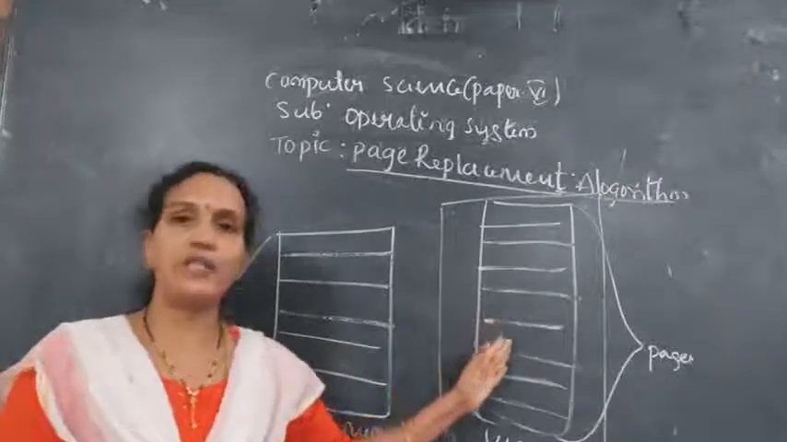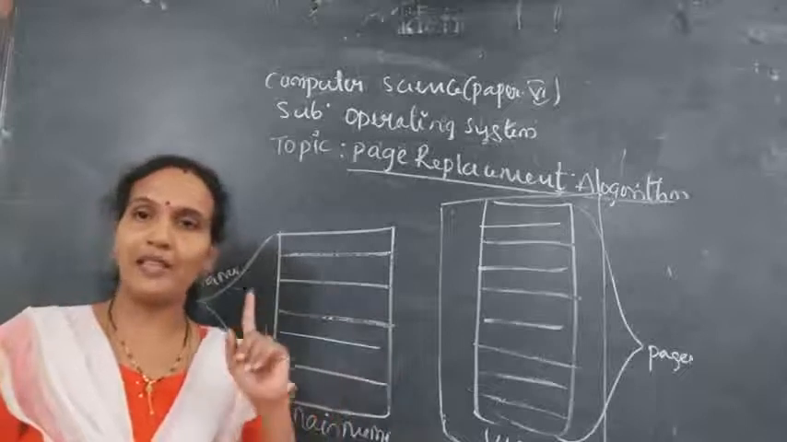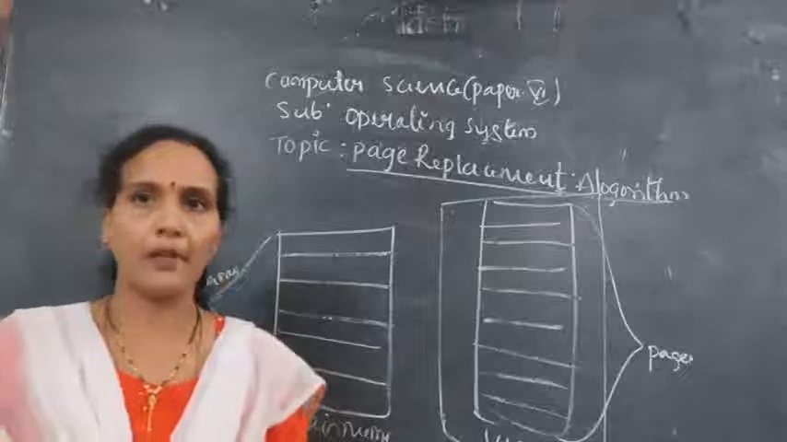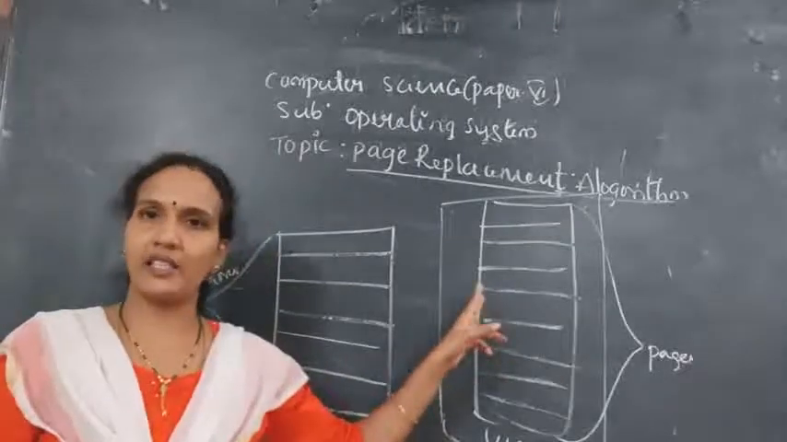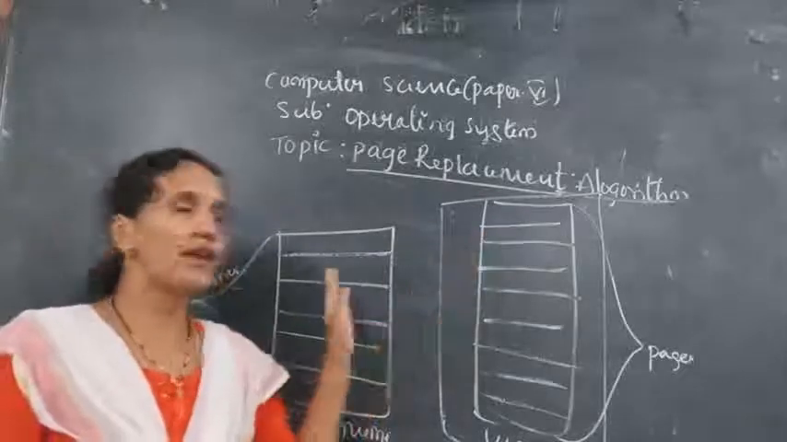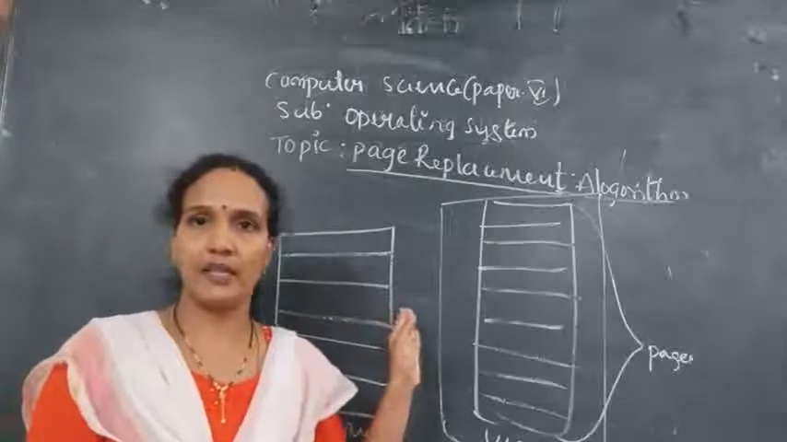The conditions we already explained: when the user space is divided into pages and the main memory is divided into frames, the size of the frame equals the size of the page. If the page size is 2 bytes, then the frame size should also be 2 bytes, because one page is loaded into one frame. These points we discussed in the previous class.